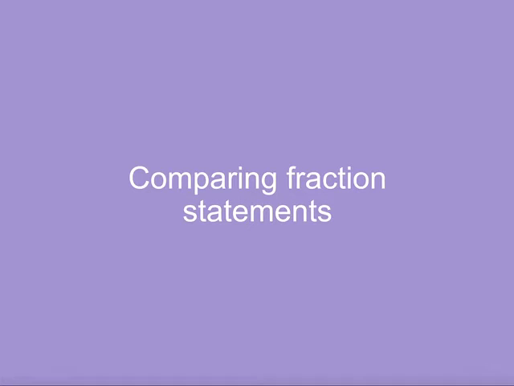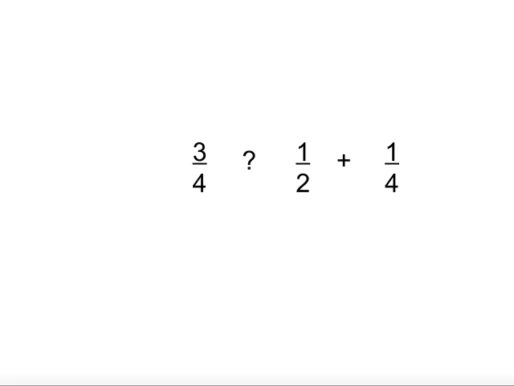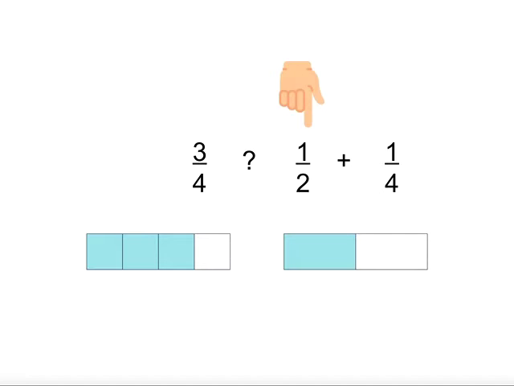Let's now use the symbols to compare fraction statements. Here we have a statement. We need to know which symbol to put at the question mark to make the statement true. We can think about 3/4. And then on the other side, if we start with 1/2, and because we are adding 1/4, we can add quarter lines like this. So 1/2 is the same as 2/4. Now, when we add one more quarter, we can see that both values in the statement are equal. So we can change the symbol to an equal sign to make the statement true.